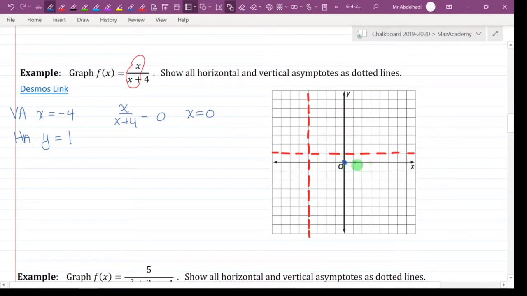That means our y-intercept has to be y equals 0 too, because if you think about it, now we can plug in 0 for all the x's. If this x is 0 and this x is 0, we have 0 over 4, and that's going to be 0. So our y-intercept is also y equals 0, which is, there you go. And that's pretty much it. We don't have anything else.